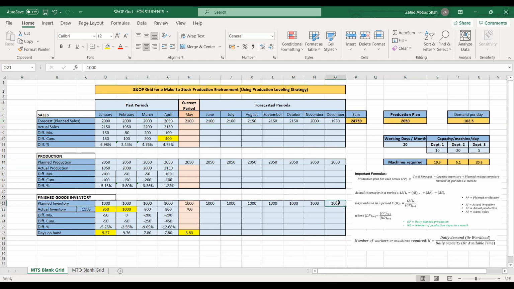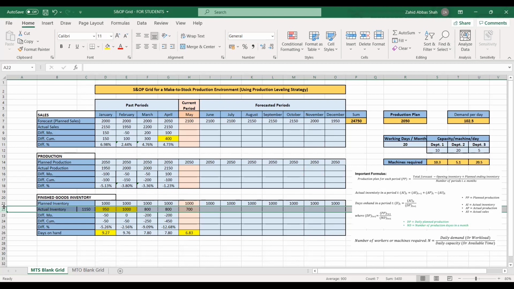So the main input to this whole process is demand planning, that is sales planning. And based on that demand plan, we made the production plan, and that actually helped us to maintain a certain level of inventory. And this is a make to stock environment, so the demand is generally met through the finished goods inventory that we are carrying.